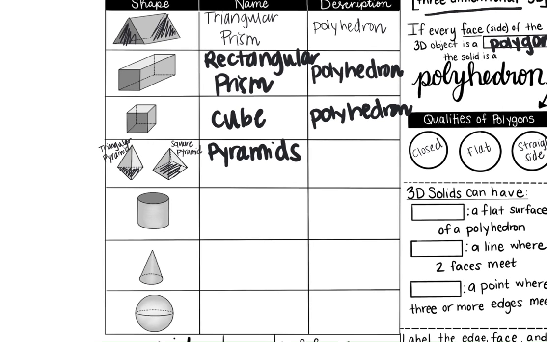Okay, and it says, tell me if it's a polyhedron or not. All of the bases are either triangles or squares. So both of these are polyhedrons.